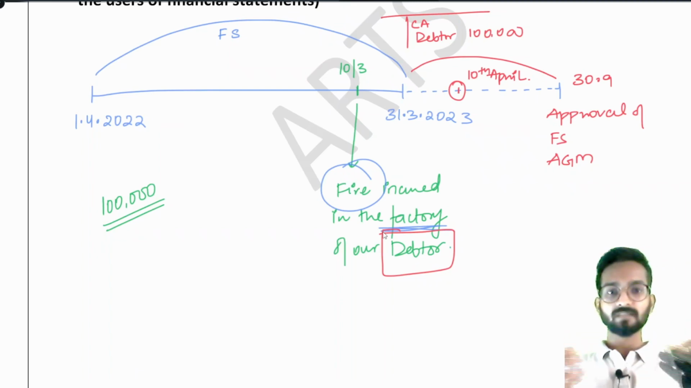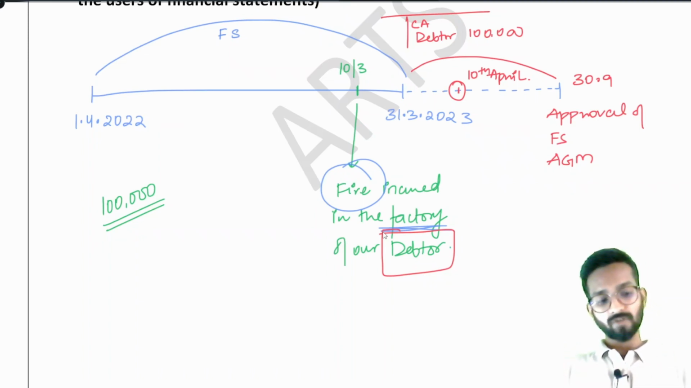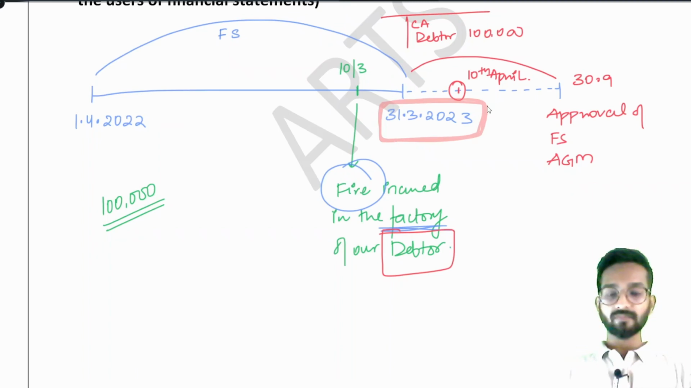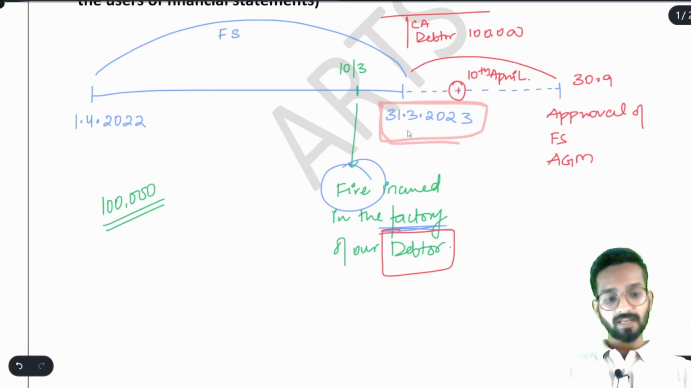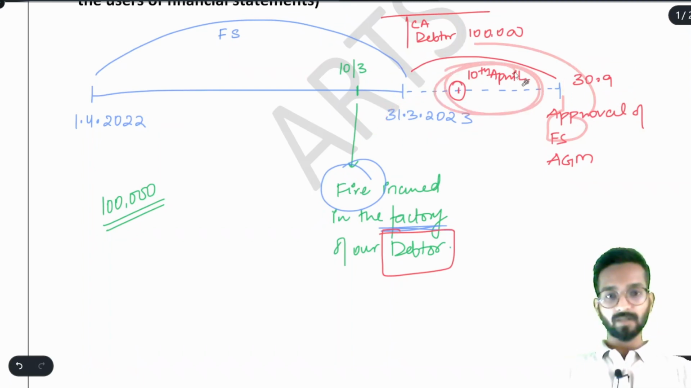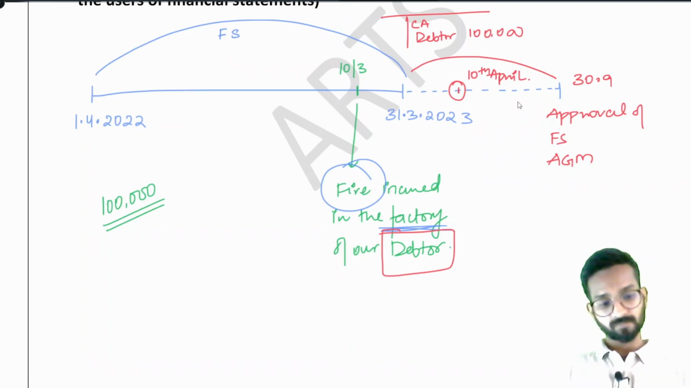What happens if he declares himself insolvent? That and all, this AS is not covering as of now. Understand this. What are we covering? From the 31st March 2023, that is the date of our balance sheet. Understand, the dates are very, very important in Accounting Standard 4 and in our lives also. Now, 31st March 2023 is the date of the balance sheet. 30th September is the approval of our financial statements. Simple. Between these two dates, on this day of 10th April, our debtor called us and he is saying, I cannot pay you any money. Now understand this.